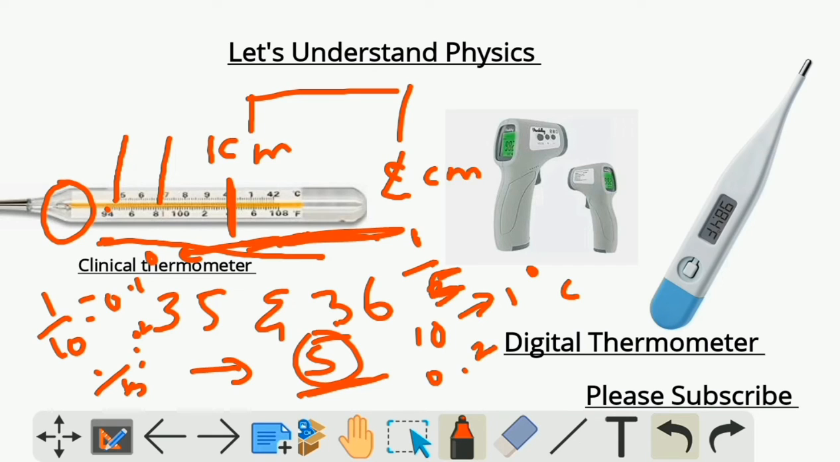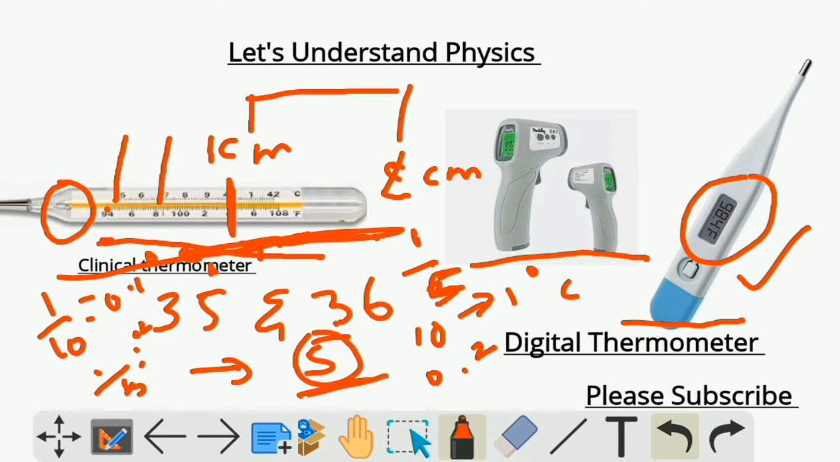Then once you read it, you should take some precautions to store it or to use it for the next person. Those precautions we will see. Now other than these clinical thermometers, which are mercury and glass, we have digital thermometers nowadays and some other thermometers. A digital thermometer also has to be kept in contact with the human body. Here there will be a display and a small button.